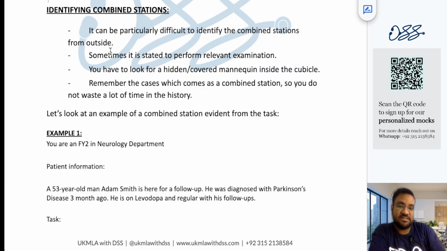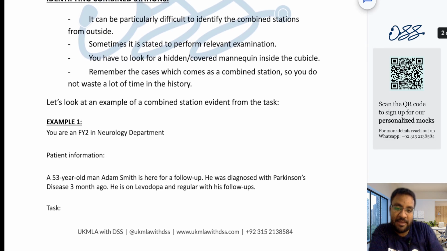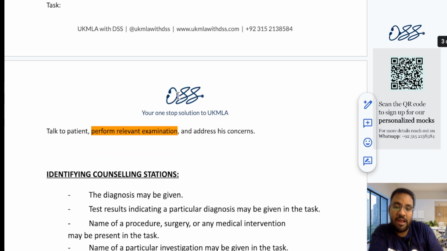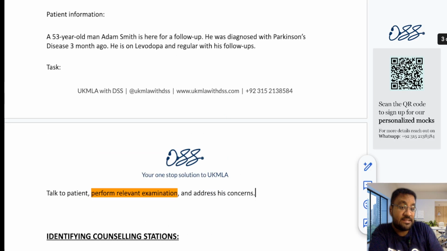Then comes the combined stations. It's very important to identify them, and there is a trick in identifying the combined stations, because it can be difficult to identify if a station is combined or if it's just a simple history based station. So sometimes GMC is very generous, and sometimes they want to make things easy for you, and they end up writing it down in the task that you need to perform a relevant examination. Sometimes they do that, but this is very rare.